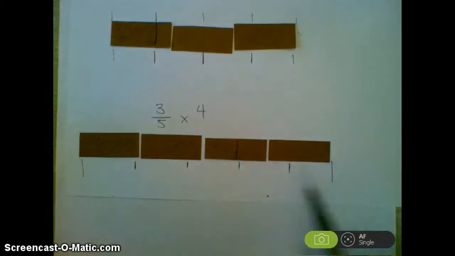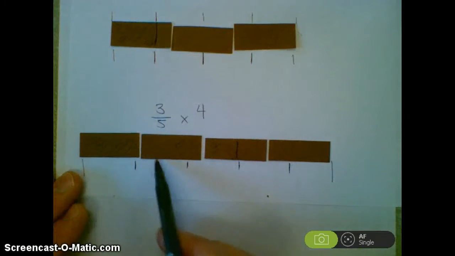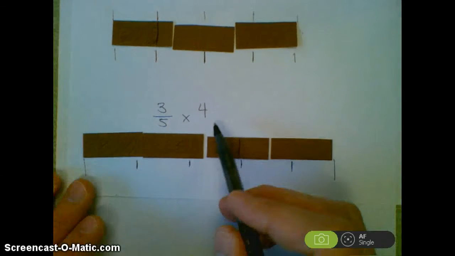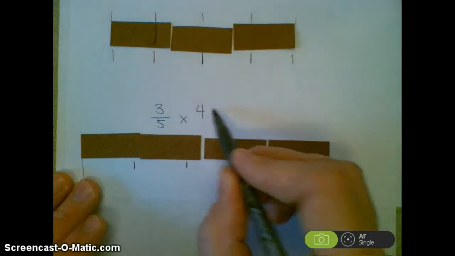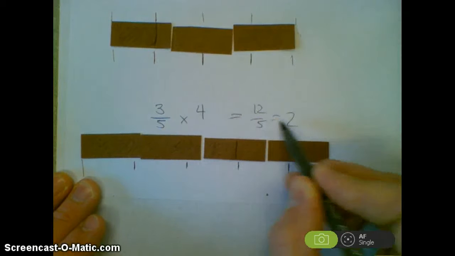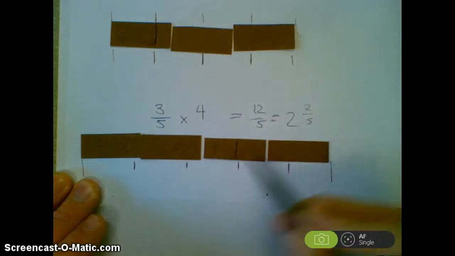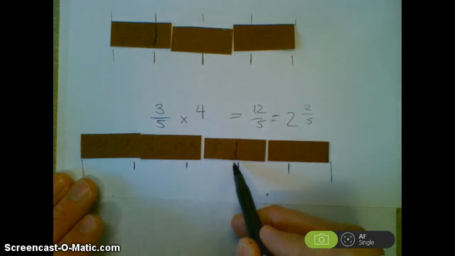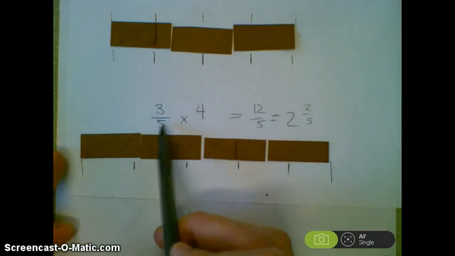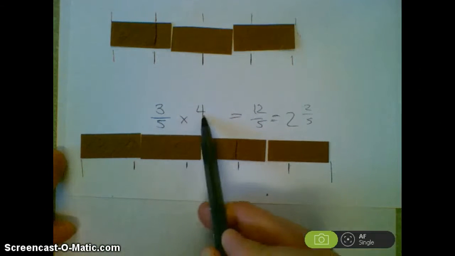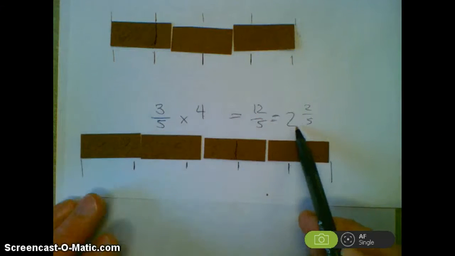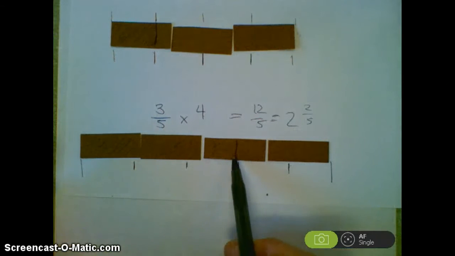So 3/5 of 4, I can look at it and say, okay, that is 1, 2, and what does that change there? I'm not sure. It's actually going to be 2 and 12 fifths, which equals 2 and 2 fifths, which is pretty close. My drawing isn't that good. But the idea is that I'm looking for 3/5, the fraction of the entire distance. So my answer here would be 2 and 2 fifths. 2 Milky Ways and 2 fifths of a Milky Way.